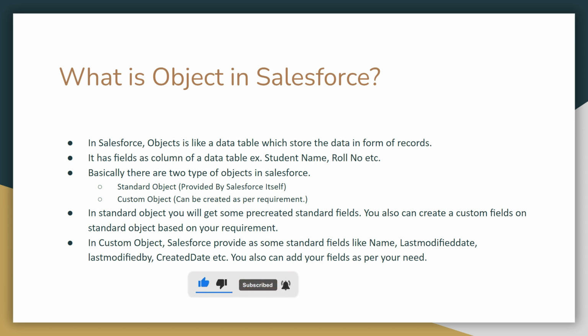We will discuss this in detail in our next slide, and also we will show you a demo of how we can create the custom object and the fields, and how we can create the records in an object. Basically there are two types of object: standard object and custom object.